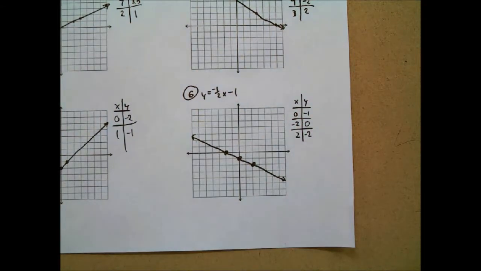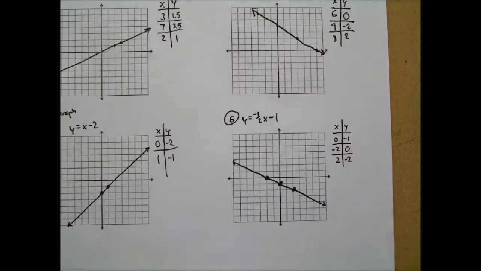That number that's not next to the x, that's your y-intercept. Okay, that's your y-intercept. If it's positive, you go up that much. If it's negative, you go down that much. Okay. What about this other number, the coefficient?